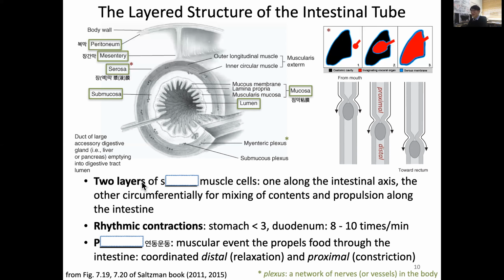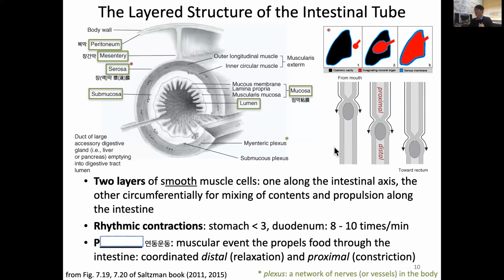So these are smooth muscle cells, one along the intestinal axis and the other circumferentially, for mixing content and propulsion along the intestine. This is a very interesting structure. And the rhythmic contraction happens quite slowly. In the stomach, about up to 3 times per minute this squeezing happens. In the small intestine, the upper part, the duodenum, it takes about 8 to 10 times per minute. So it's like every 6-7 seconds, it will squeeze.